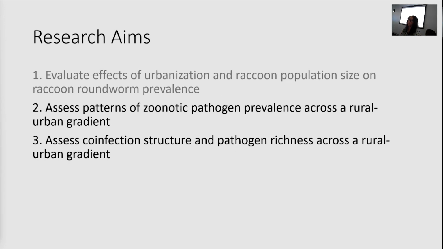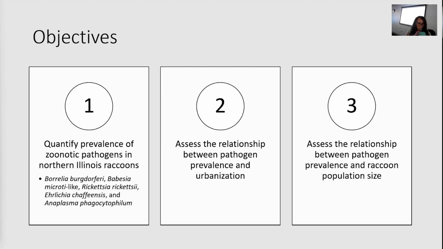So this brings me to my second research aim, which was to assess patterns of zoonotic pathogen prevalence across a rural to urban gradient. So this is essentially the same thing I did in my first chapter, except I focused on 2 aspects. My objectives of this chapter were to quantify the prevalence of zoonotic pathogens in northern Illinois raccoons. And the pathogens that I focused on were Babesia microti, Anaplasma phagocytophilum, Ehrlichia chaffeensis, Rickettsia, and Borrelia. I then assessed the relationship between pathogen prevalence and urbanization, and then assessed the relationship between prevalence and raccoons.